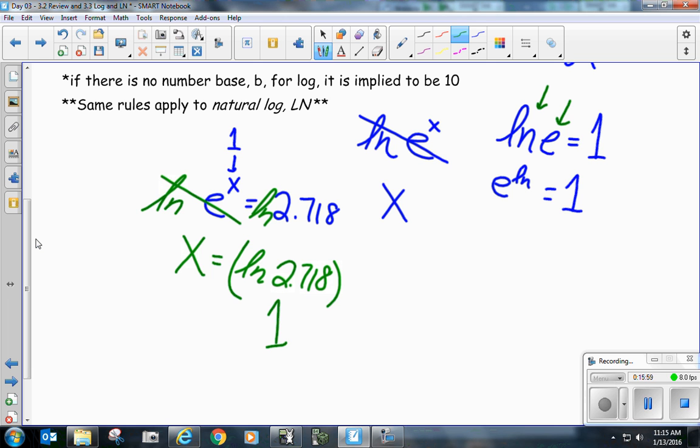Some people, when they're solving for things, use natural log for everything. That way you don't have to worry if it's e or not. You can do that. When it calls for you to use log to bring the exponent down, you can use natural log, because the same rules apply. Natural log, this will come down to be x times this. And because this is 1, it's x times 1, which is x. Same rules apply. Okay?